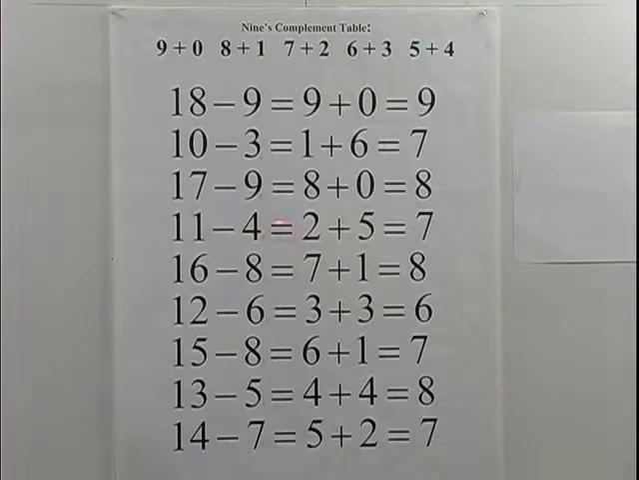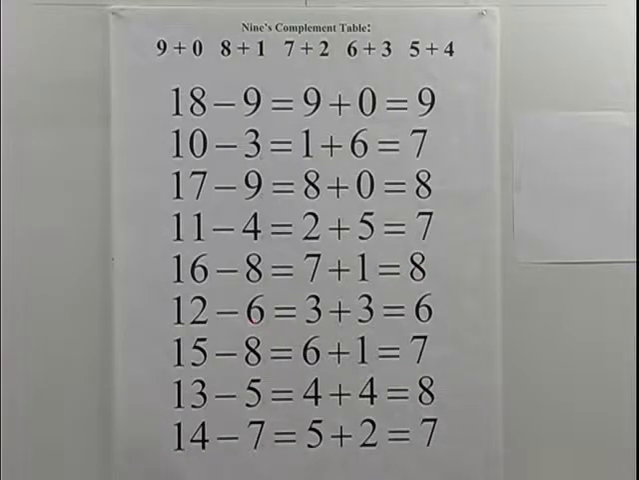11 minus 4. 1 and 1 is 2. 9's complement of 4 is 5. 2 and 5 is 7. 11 minus 4 equals 7. That is the correct difference. 16 minus 8. 1 and 6 is 7. 9's complement of 8 is 1. 16 minus 8 equals 8. 7 and 1 is 8.